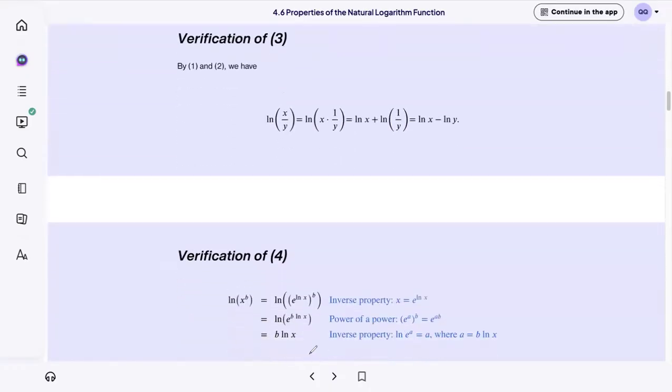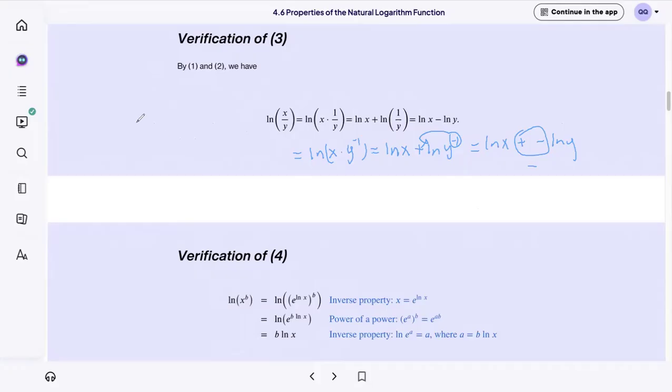Number 3 is similar. We have ln of x divided by y, which can be written as ln of x times y raised to the -1. That can be split as ln x plus ln y raised to the -1. Well, the -1 can come up front. That becomes ln x plus negative ln y. Well, plus minus becomes minus.